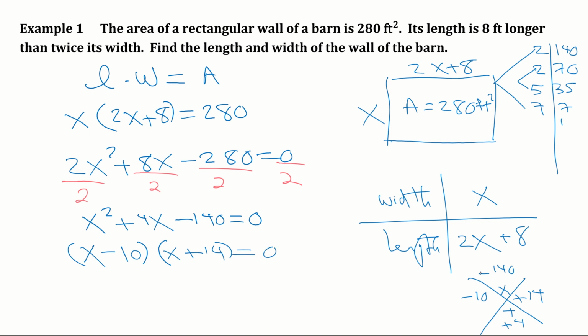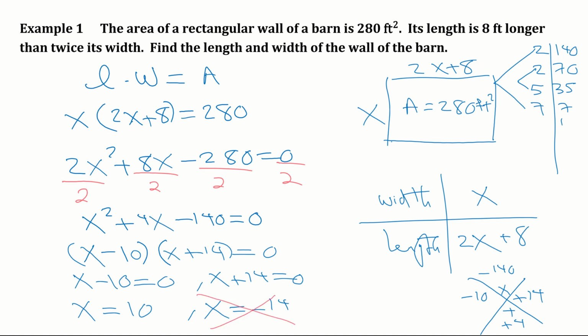Now we're just going to set each one of these factors equal to 0 by the zero factor property. So we get x minus 10 is 0, or x plus 14 equals 0. So either x is 10 or x is negative 14. Now let's recall what x is, right? Common sense check. X is the width of a rectangle. So clearly it can't be negative, right? You can't have a negative width. So therefore we're going to reject this one, and we're only going to accept the 10 value, right?